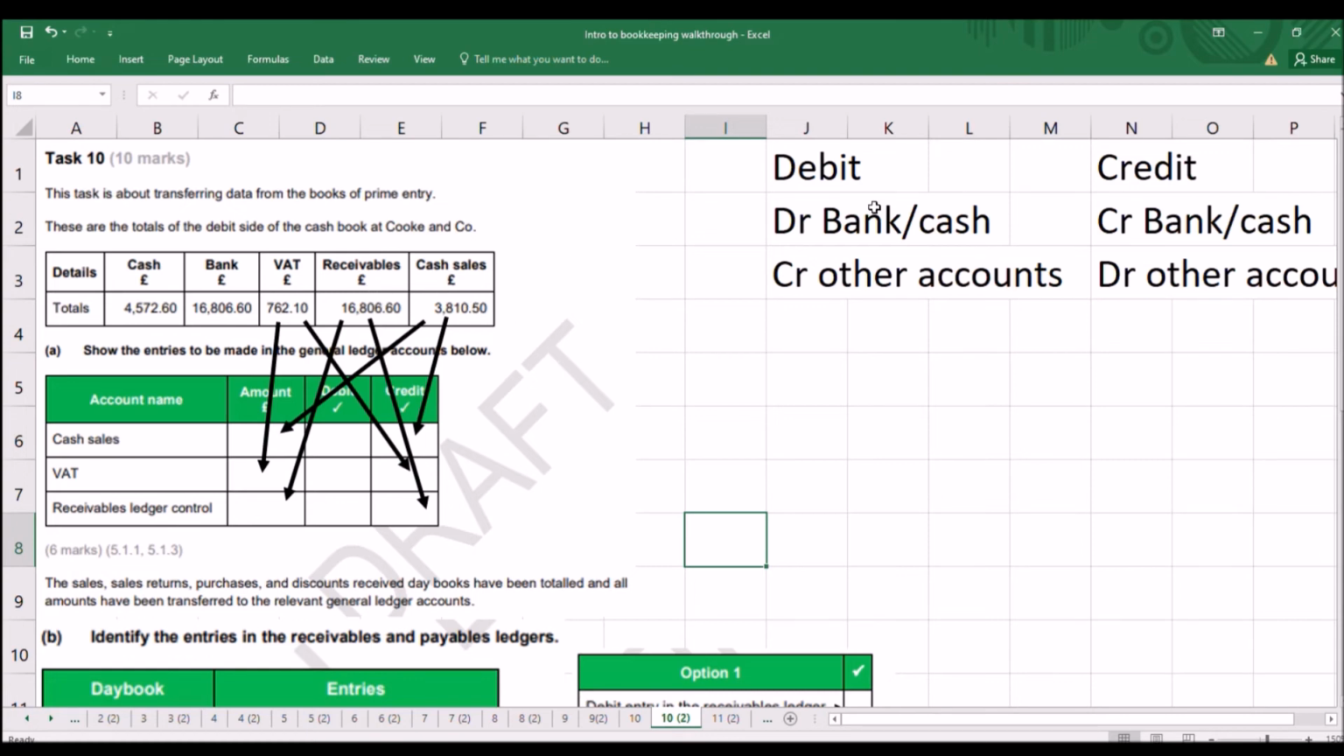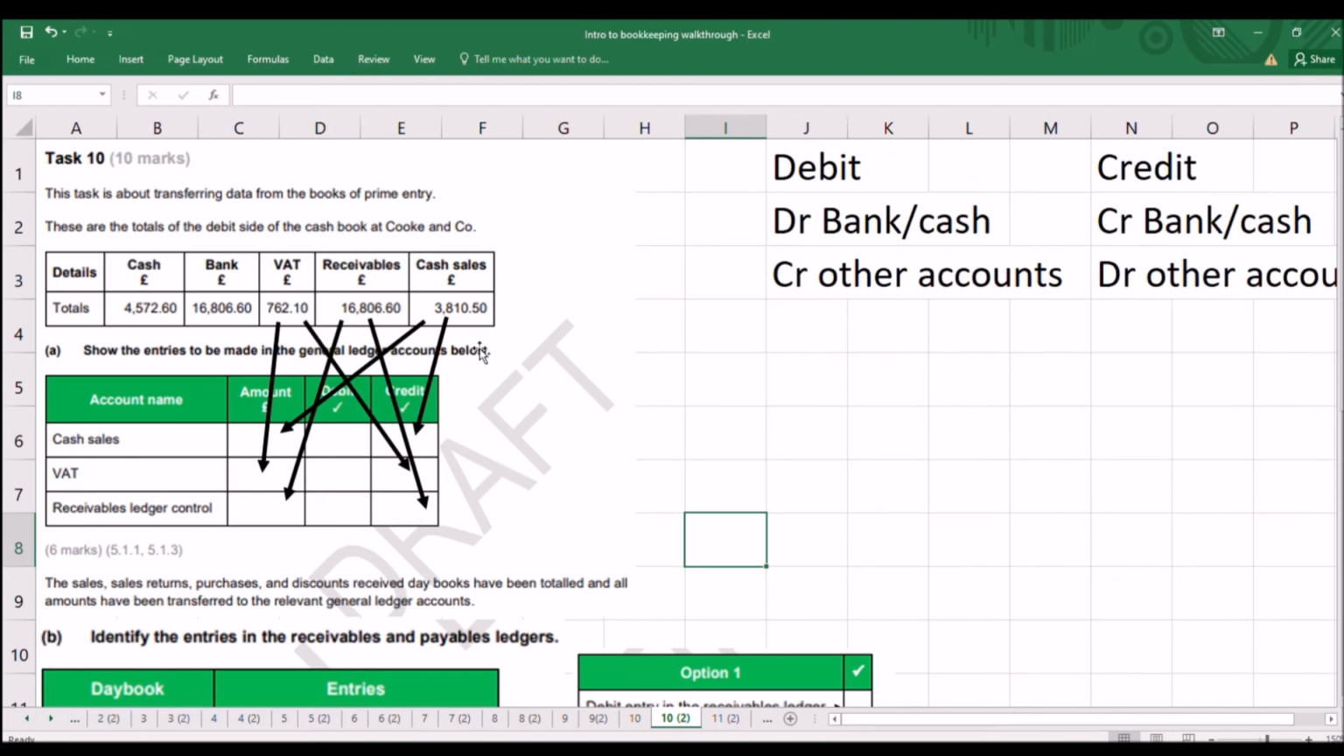But in this case, the debit side is debit the cash and the bank, because we've got a combined cash book here, a cash and bank cash book. So debit those ones and then credit these ones over here. So show the totals we made in the accounts here.